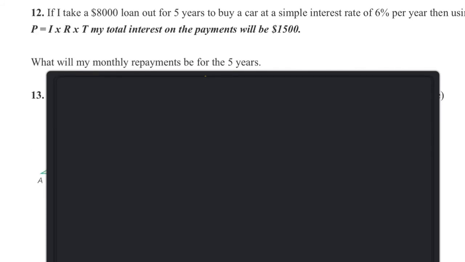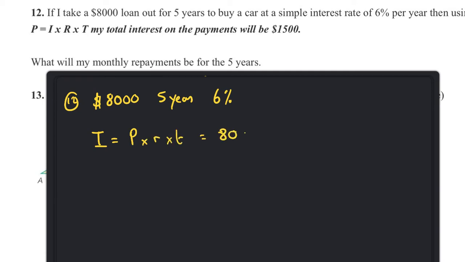So this question says I'm going to take $8,000 out, question 12 here, take $8,000 out as a loan for 5 years at 6% interest. So therefore, the interest I'll pay in total is going to be I equals P times R times T, which is 8,000 times 5 times 0.06. And that equals 2,400.